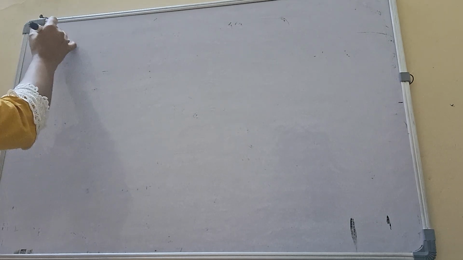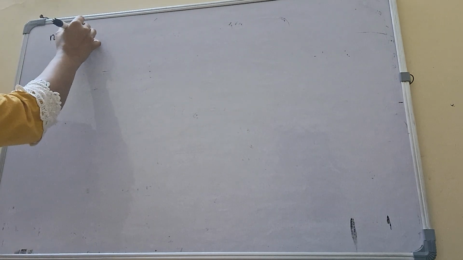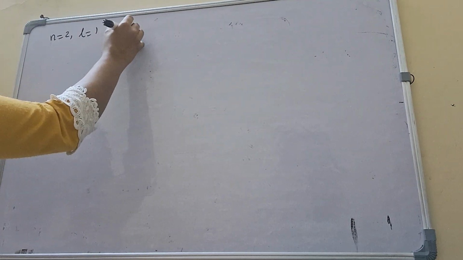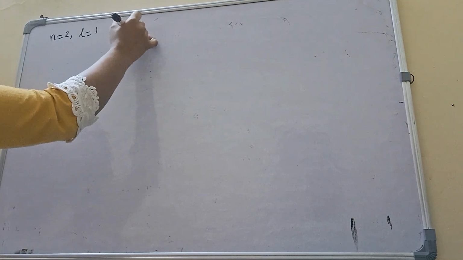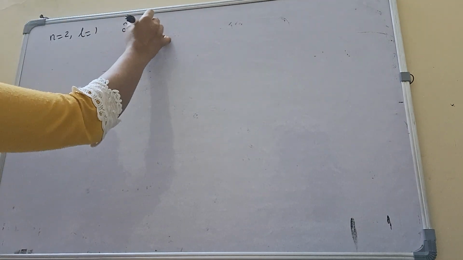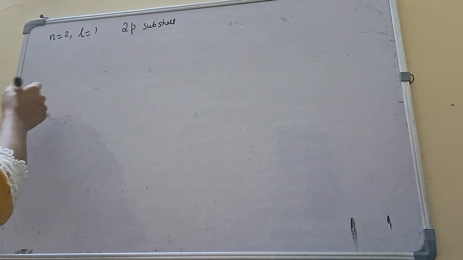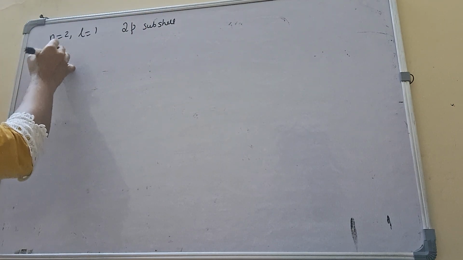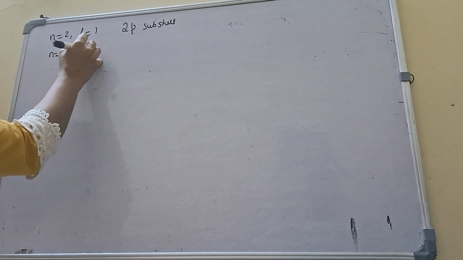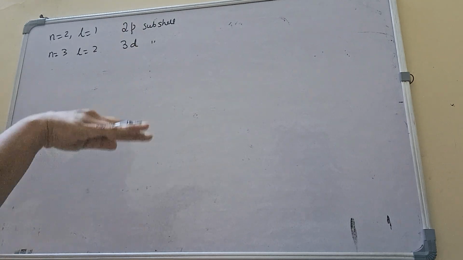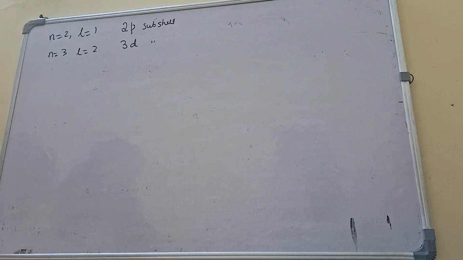So if they say n is equal to 2, l is equal to 1, what does that mean? You will write n is equal to 2, l is equal to 1. l tells you the subshell, 1 is the p subshell. So it is just telling you that it is the 2p subshell. You can just write it as 2p. And if they say n is equal to 3 and l is equal to 2, it means that it is the 3d subshell. Third shell, d subshell, right? And the d subshell has 5 d orbitals.